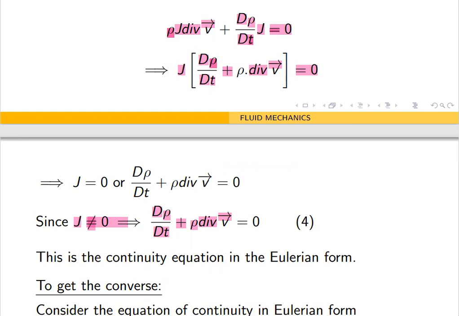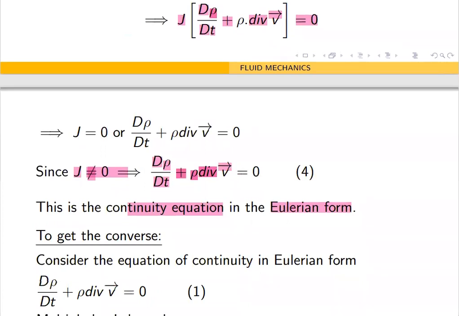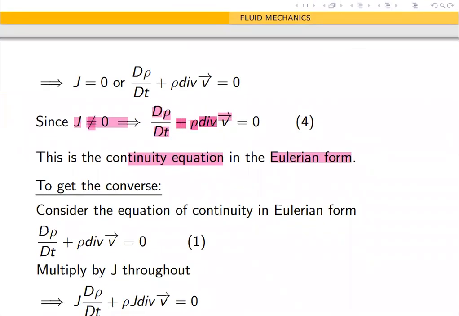And this is nothing but the continuity equation in the Eulerian form. So we started with the Lagrangian form of the continuity equation and we obtained the Eulerian form. Now to get the converse, let us consider the equation of continuity in the Eulerian form. Let us call it 1.